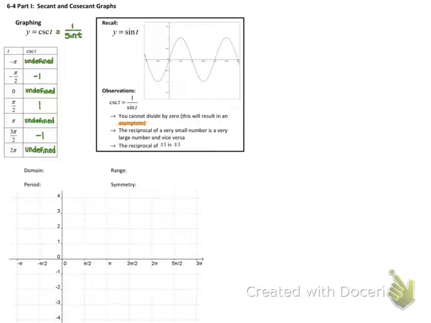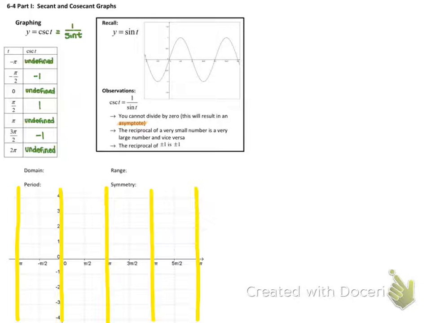Okay, so when we graph these functions, the first thing I know is that I'm going to have an asymptote at all the values that I marked undefined. So I'm going to highlight them in yellow. At negative pi, 0, pi, 2 pi, and 3 pi. Now, I don't care if you use a highlighter, I don't care if you dot in the same color, but I have to see these vertical asymptotes.